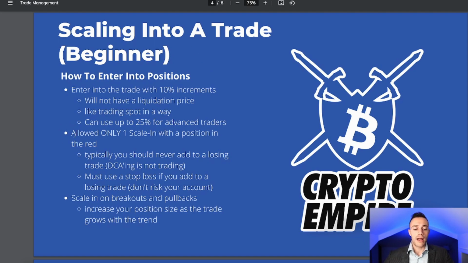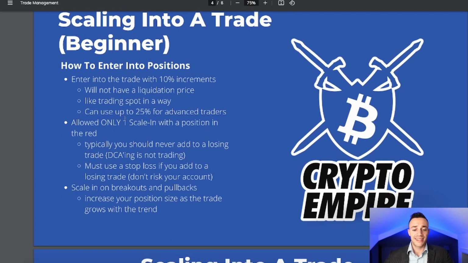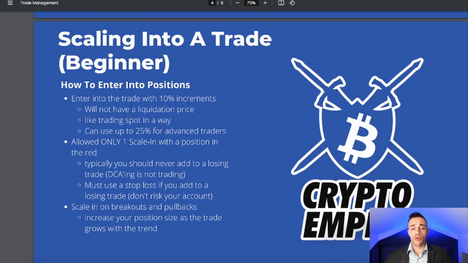So the next rule: you are allowed only one scale in with a position in the red. A general rule of thumb when you're trading with leverage is to never add to a losing trade. With this method, you are allowed to add one time to a losing trade and one time only. After that, if it keeps on going against you, then you get out of the trade altogether, you cut your losses and you get ready for the next opportunity. So you're allowed one scale in only. And typically, like I said, you should never add to a losing trade.